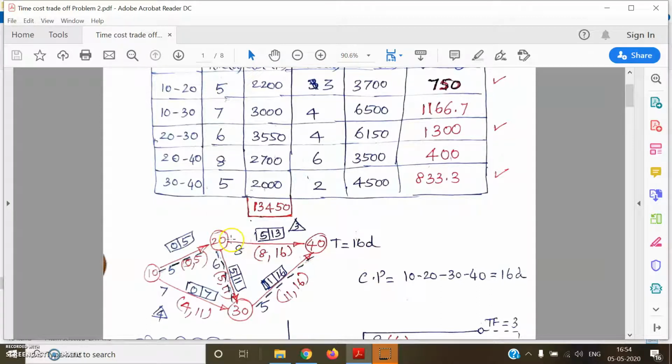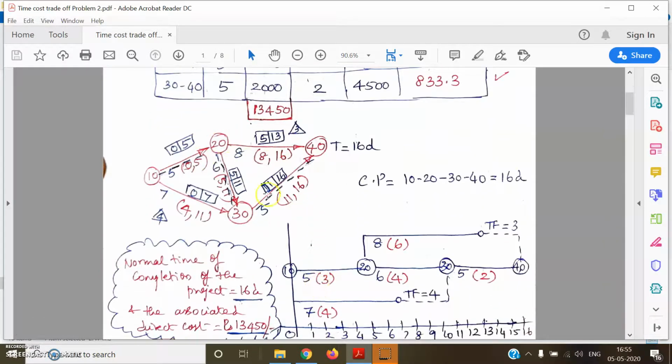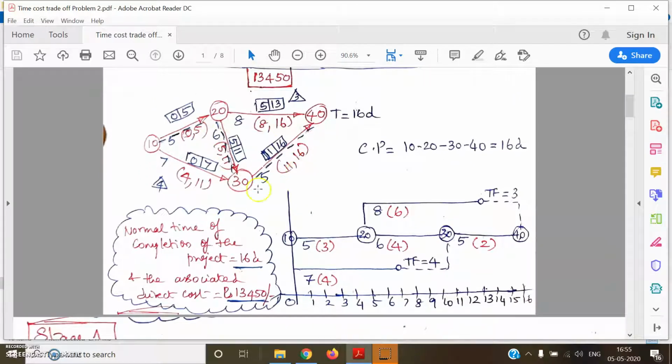Okay. And we have two non-critical activities, which are 1030 and 2040. 2040 has a total float of 3 days, and 1030 has a total float of 4 days. Okay. So this is the data from the CPM analysis. Now how do we proceed? We have to prepare the square network for this CPM analysis project. And then in the square network, we have to incorporate the crash time against the normal time values.